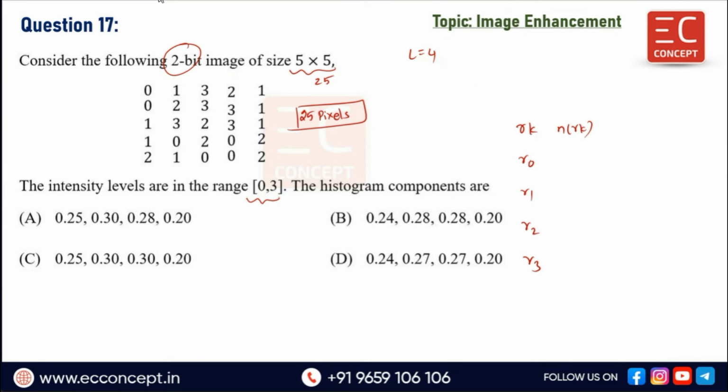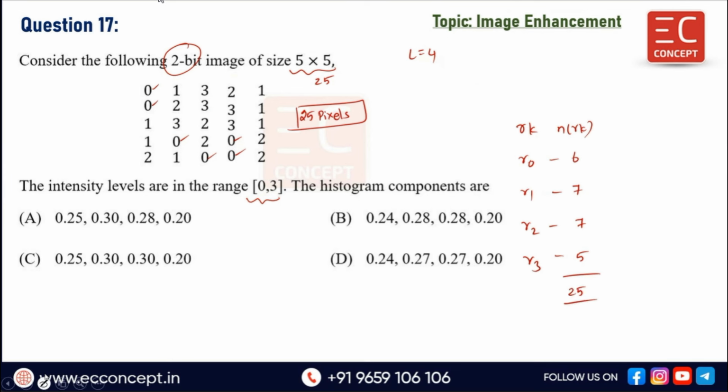ஸோ வாட் இஸ் திஸ் 0? ஸோ 0 வந்து 1, 2, 3, 4, 5, 6. ஸோ டோட்டலி வி ஹவ் 6 நம்பர் ஆஃப் ஜீரோஸ் இன் த கிவன் 5x5. ஸோ இதே மாதிரி 1 பார்த்தீங்கன்னா 7. நம்மளுக்கு 2 வந்து 7 அண்ட் 3 வந்து 5. ஸோ டோட்டலாக 25 பிக்சல்ஸ் ஆர் தேர்.